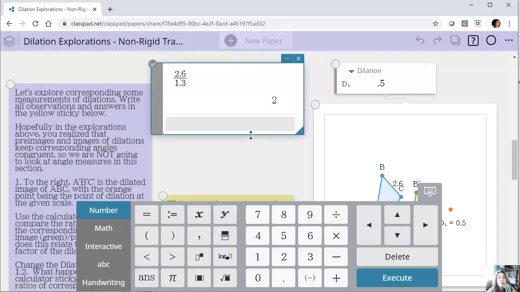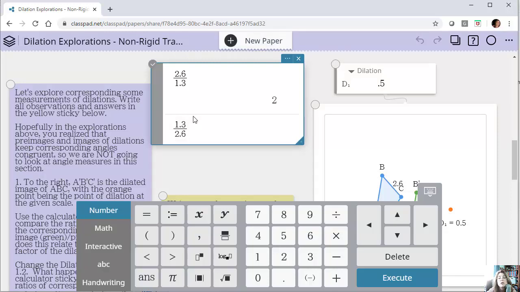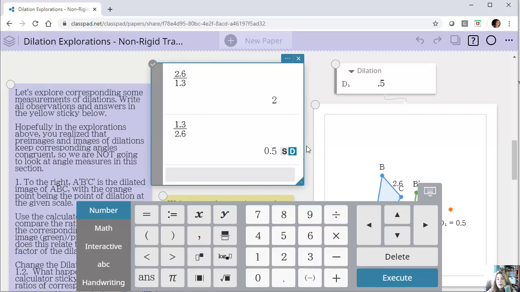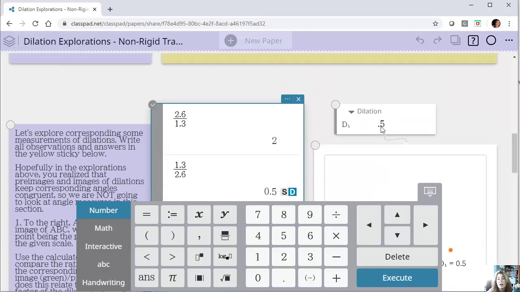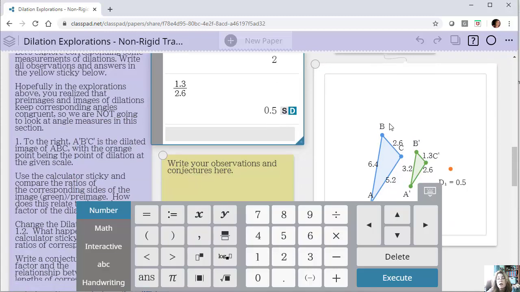And so, oops, I did that backwards. 1.3 over 2.6. And the ID, so I said that wrong. It's image over pre-image. What's the ratio? And so, they're going to compare all the different corresponding sizes, and they're going to find out that they have the same ratio and that it matches their scale factor, right?